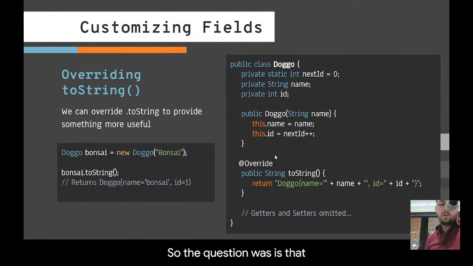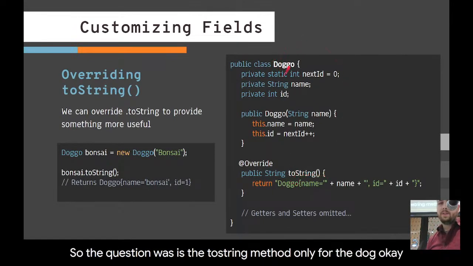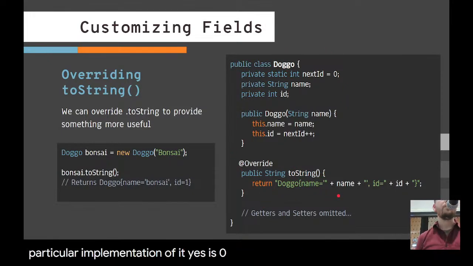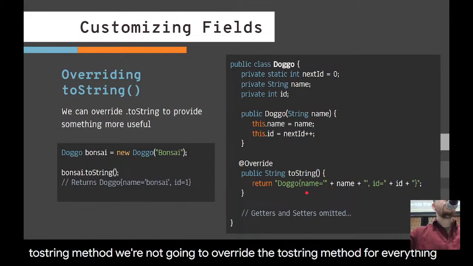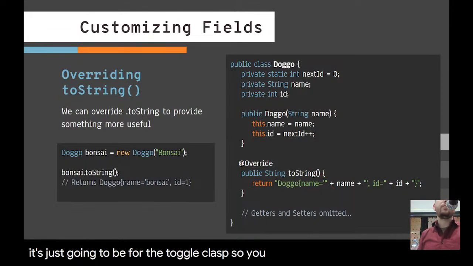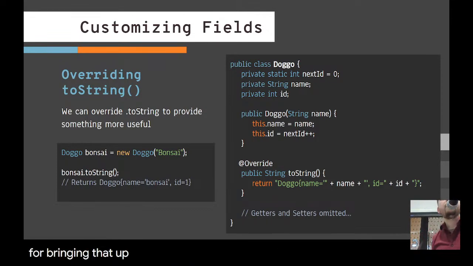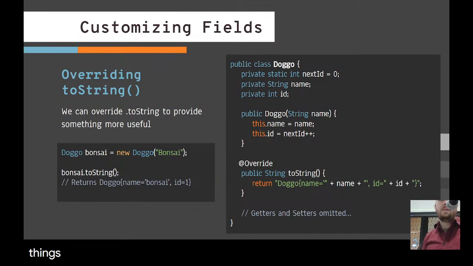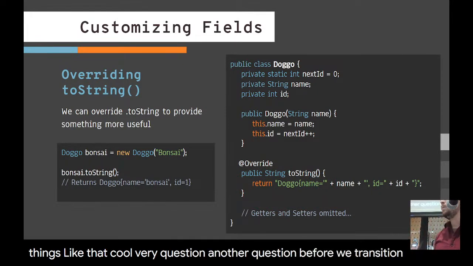So the question was, is the toString method only for the doggo class? This particular implementation of it, yes, is only for the doggo class. If we override the toString method, we're not going to override the toString method for everything. It's just going to be for the doggo class. So yeah, that's a great clarification. Thanks for bringing that up. So we're not going to break other things. It's just going to affect that. Cool, great question. Another question before we transition?